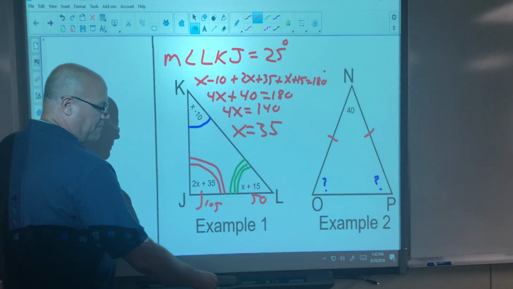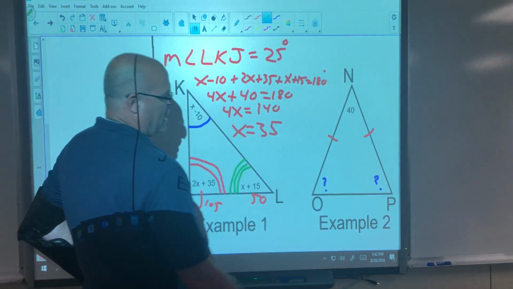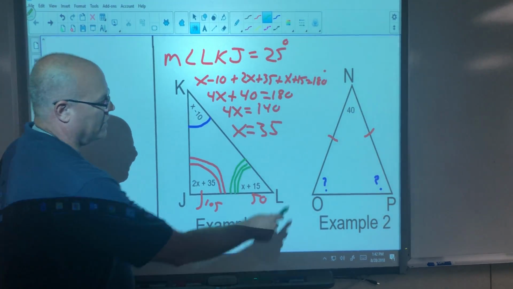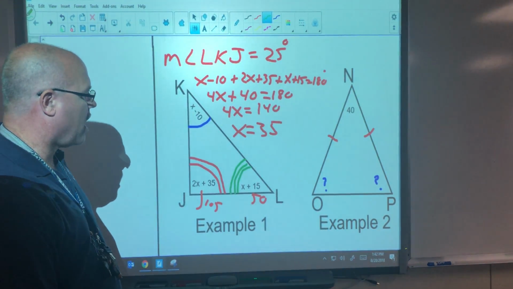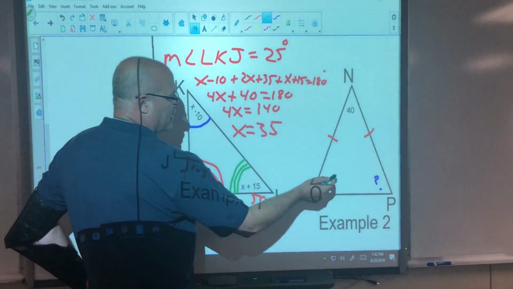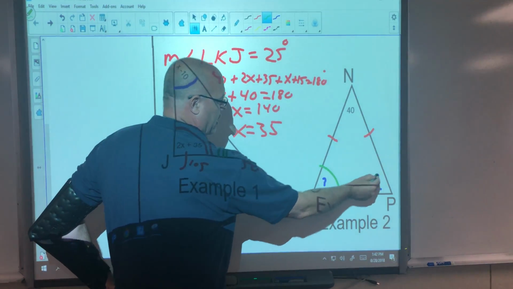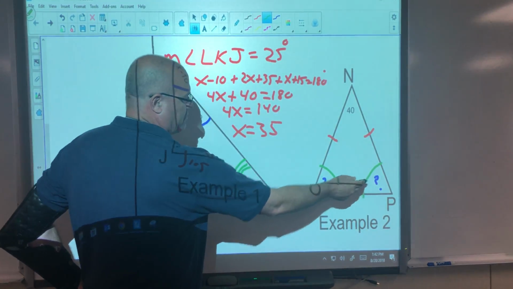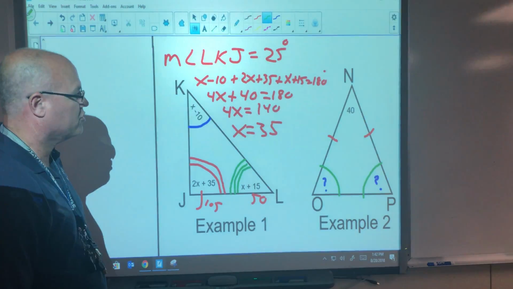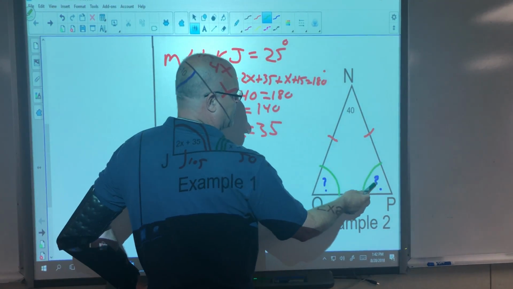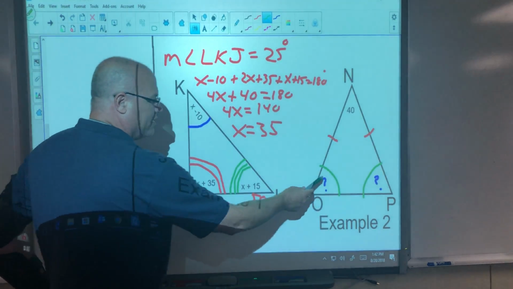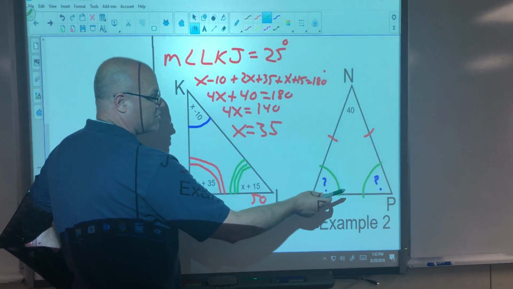All right, example 2 here, what type of triangle do we have? Where you have two sides of the same length. That's right, it's an isosceles triangle. So we know with an isosceles triangle that these two angles are actually the same. So they have question marks there. Not the prettiest, but it's question marks. So we know it's 40 plus something has to equal 180. Well, these are going to be the same because it's an isosceles triangle.